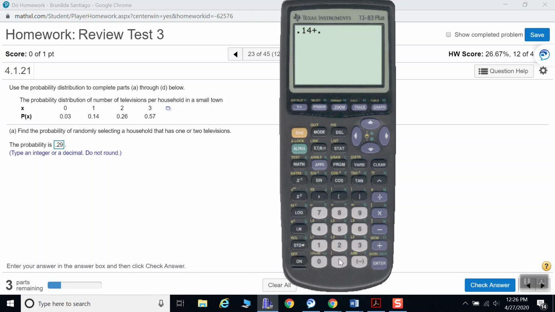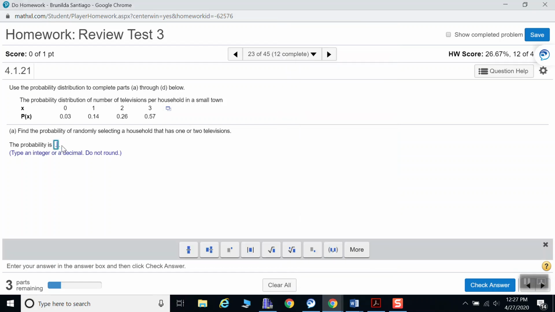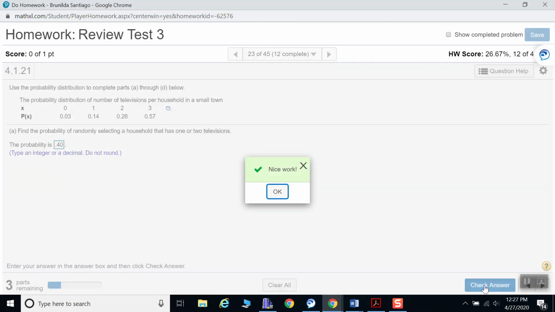0.14 added to 0.26, and that should give us 0.40. That's why I said that it was wrong. So 0.40 or 0.4 will work.